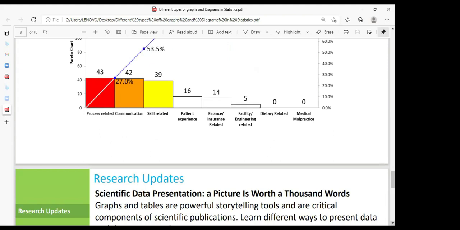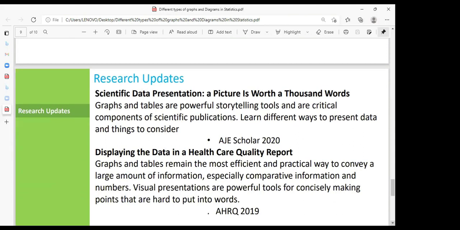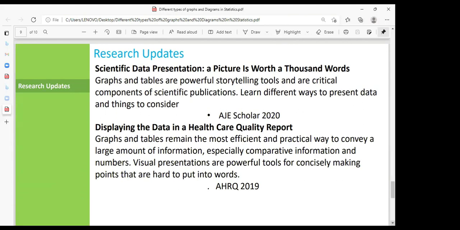What I collated and put together is as per my knowledge, and what I believe I've learned from Tenna sir, and hopefully it's understandable. So going forward, to sum up, some of the research updates I tried to gather: one from the AGA Scholar 2020, which said that graphs and tables are powerful storytelling tools and are critical components of scientific publications. We need to learn different ways to present data and the things to consider.